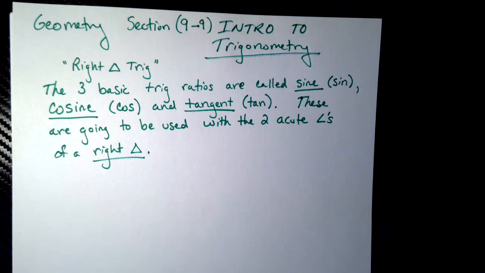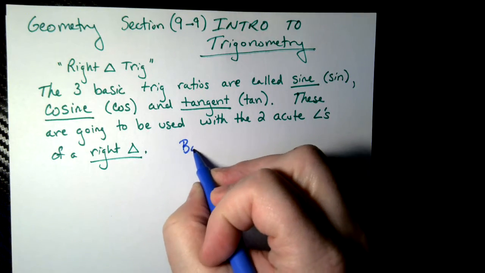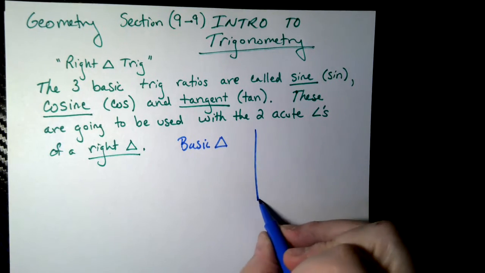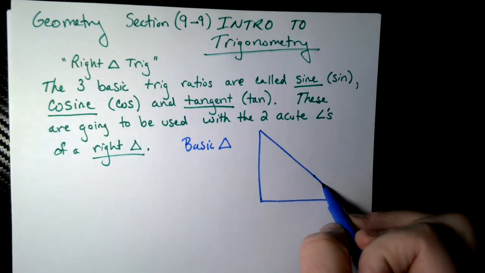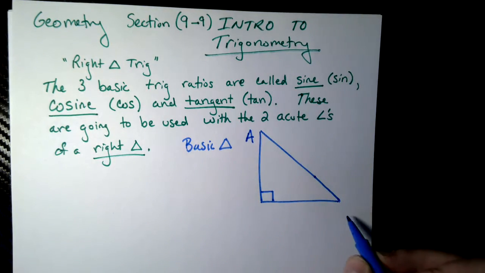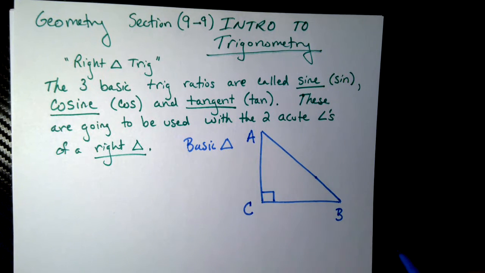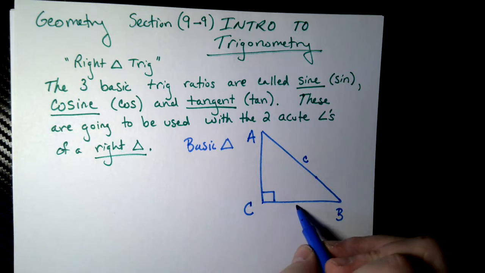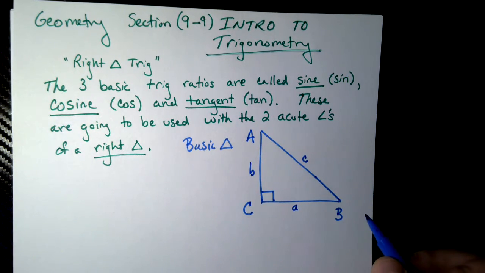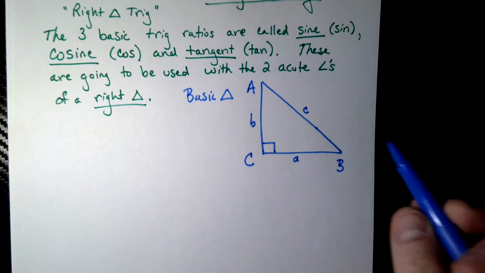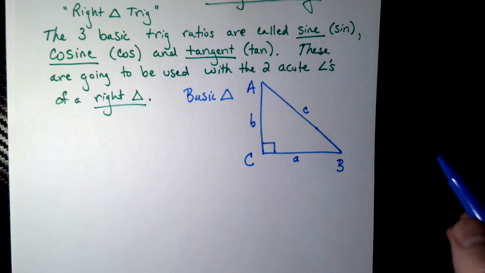These are going to be used with the two acute angles of any right triangle. So the basic triangle we deal with looks like this. And we learned the Pythagorean theorem off a basic right triangle like this. They call the acute angles normally capital A and capital B, and C being the right angle. And then across from C is small c, and across from A is small a, and across from B is small b. And that's where we got the a squared plus b squared equals c squared kind of idea, all right? Angle C is the right angle here.